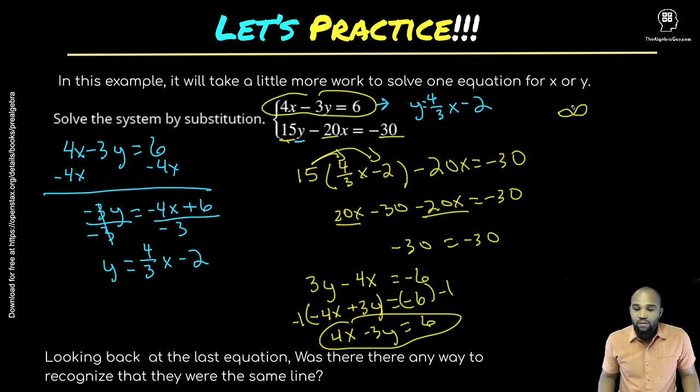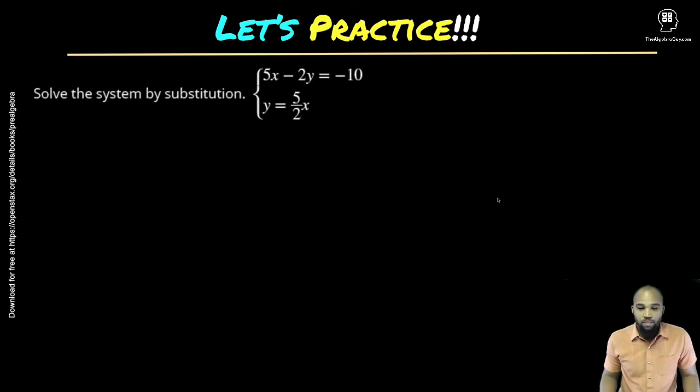So this has an infinite number of solutions. So there's not just one point where they're equal. They're equal at every single point. So let's go to our next problem.